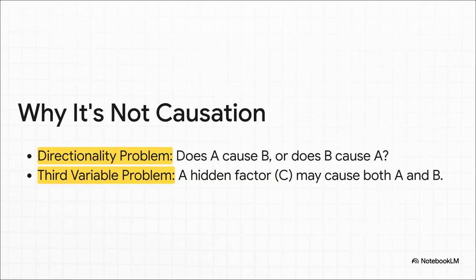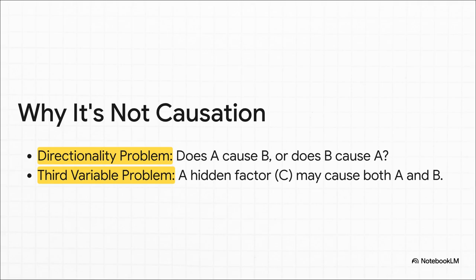So why not? Why isn't correlation causation? Well, it comes down to two big problems. The first one's called the directionality problem. Basically, even if we know A and B are linked, we have no idea if A is causing B or if B is causing A. The arrow could point either way.